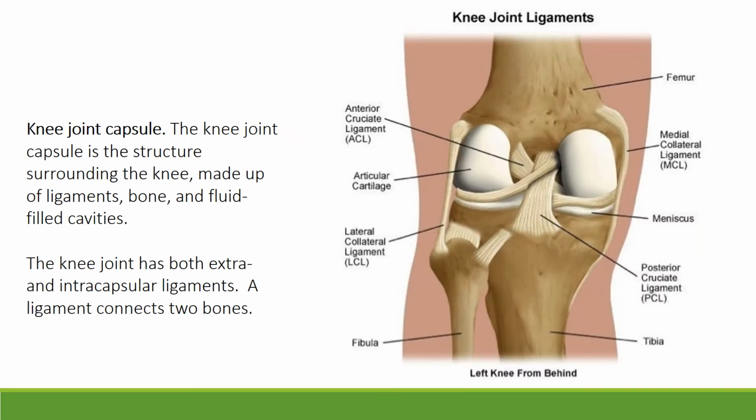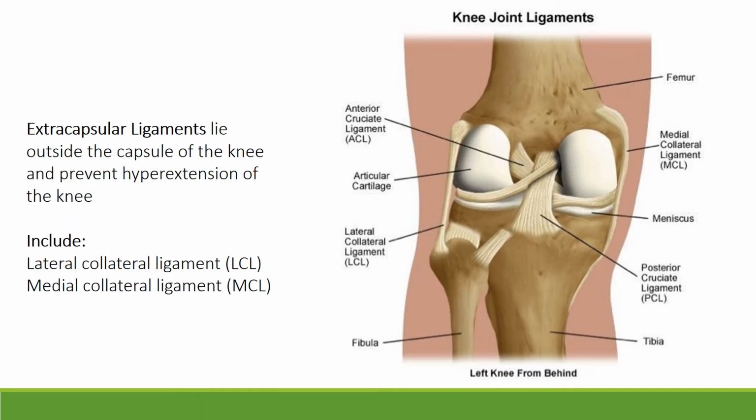I mentioned already that the knee joint contains a capsule. The knee joint capsule is the structure surrounding the knee made up of ligaments, bone, and fluid-filled cavities. The knee joint has both extra and intracapsular ligaments. A ligament connects 2 bones. Take a look at this diagram as I describe the extracapsular ligaments. The extracapsular ligaments lie outside the capsule of the knee, that's why they're called extracapsular, and they prevent the hyperextension or overextension of the knee. The extracapsular ligaments are the lateral collateral ligament, or LCL, and medial collateral ligament, MCL.